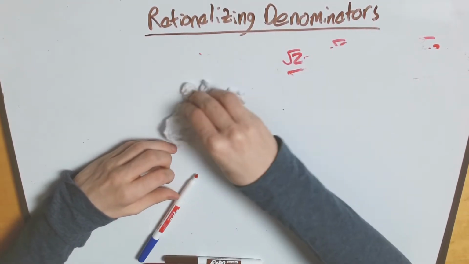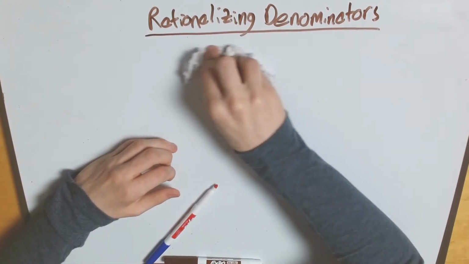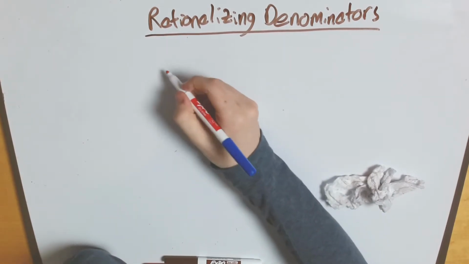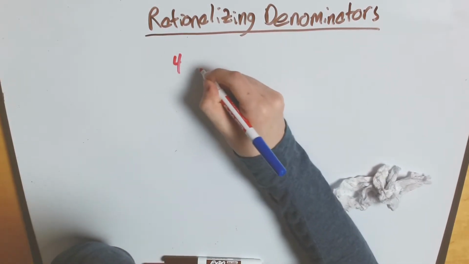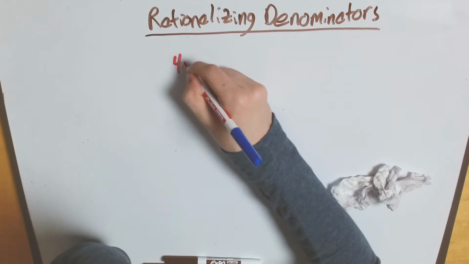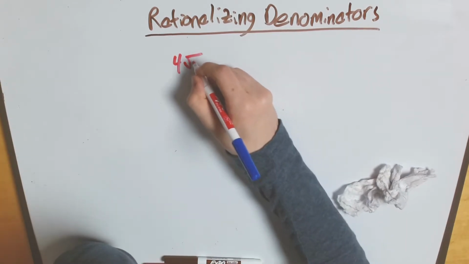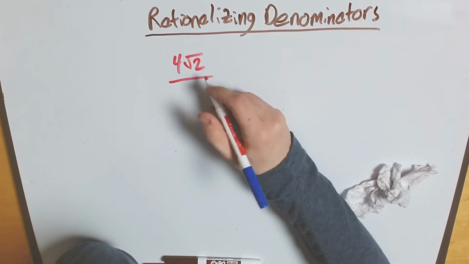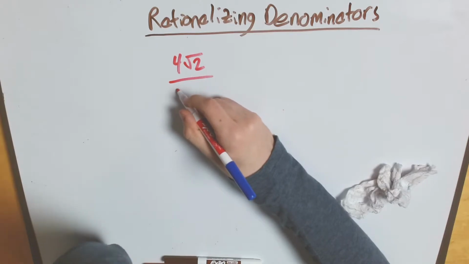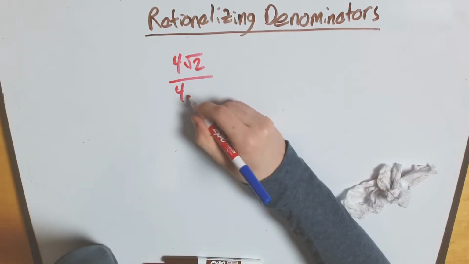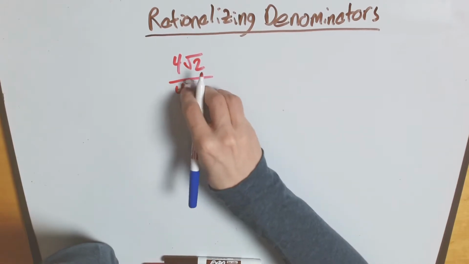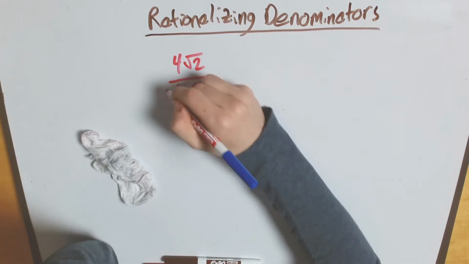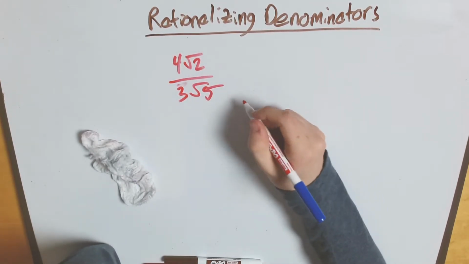Let's do another complicated one, just so we can get fully comfortable. Let's say we have something like 4 root 2 over 3 root 5. Now we can't cancel any of these constants, so we're going to have to keep them.